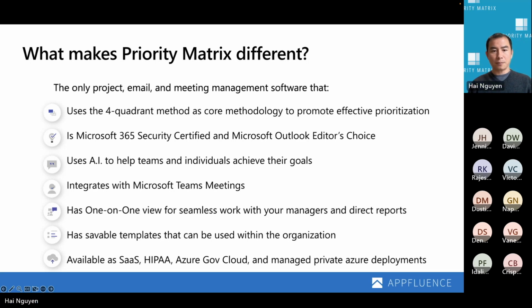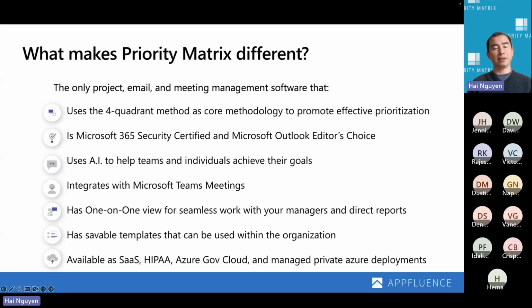The one last note I have at the very bottom there is that Matrix is available as a SaaS solution, a HIPAA solution, an Azure GovCloud solution, as well as managed private Azure deployments. All of these solutions are hosted very differently. So if you log into one and you don't see your data, make sure you're using the same one. I'll be showcasing the SaaS solution. That's the one that actually has the most capabilities in general. But if you're an existing customer using one solution and you're interested in another, please reach out to us. Again, support or sales@affluence.com.